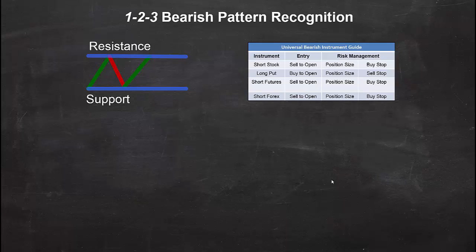Now, the 1, 2, 3 bearish pattern is the exact same. You have resistance and support. Instead of breaking resistance, this time we are breaking support levels. So we're going to go out to the market right underneath this support level right here. We're going to place an order to sell. Once it triggers underneath support, it triggers our order to sell, drives the currency down, down, down, down, down.